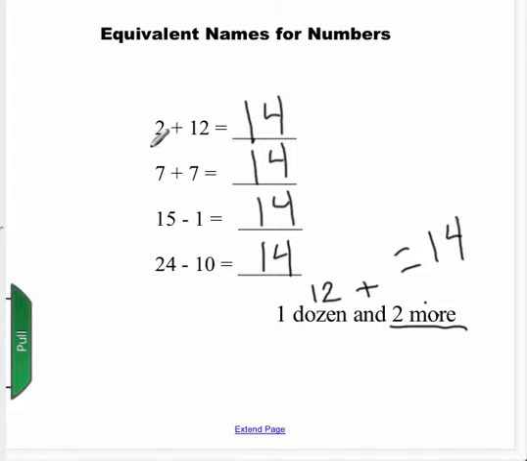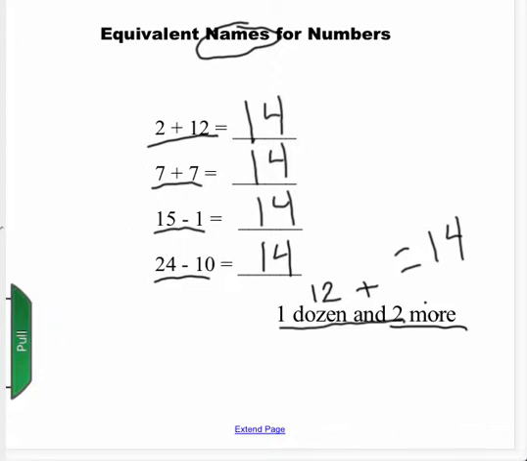All of these problems, 2 plus 12, 7 plus 7, 15 minus 1, 24 minus 10, and 1 dozen and 2 more are what we call names. They're all equivalent names to get 14. Equivalent means equal. All of these problems, once they are solved, are equal to an answer of 14.